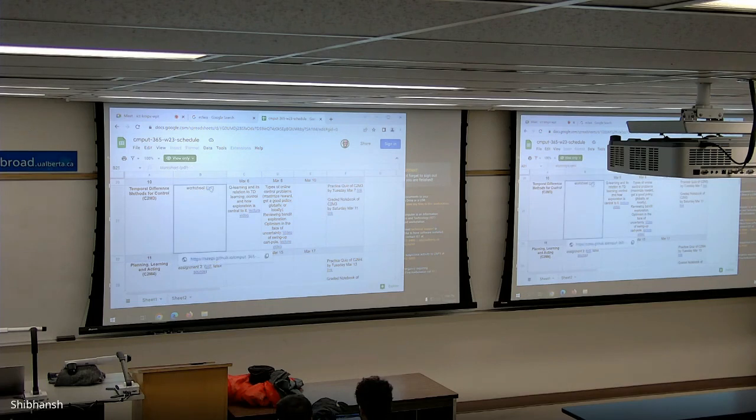I assume that everyone is already familiar with temporal difference methods for control. It's been the last week. We talked about them, and you had quite a bit of time. So let's look at the worksheet of that.